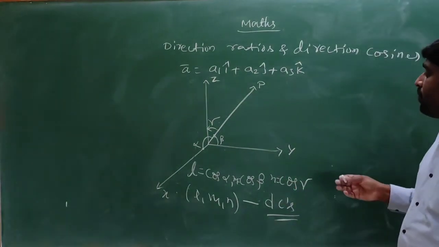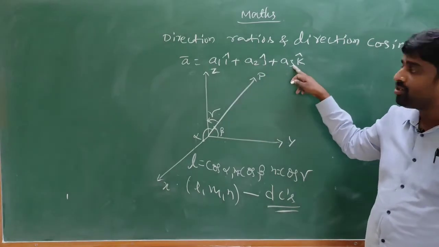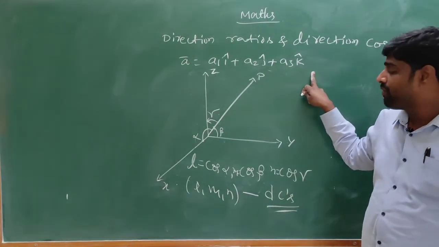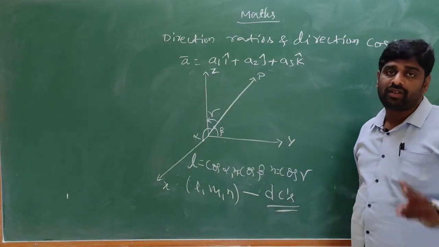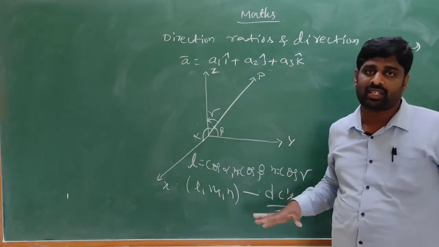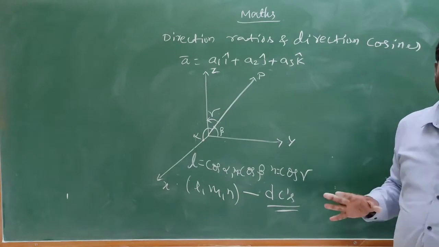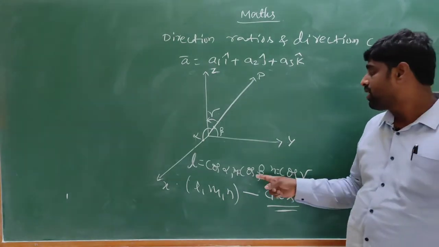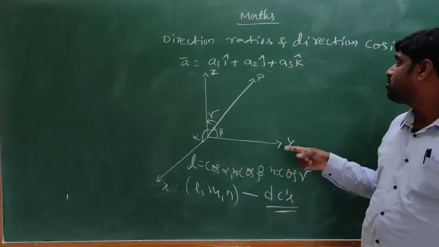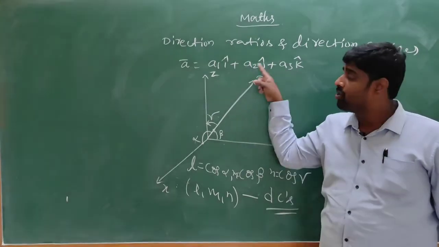When direction ratios are given, we should find the direction cosines. They will raise two kinds of questions. When a vector is given, find the direction cosines. When angles are given, find the direction cosines. When angles are given, the direction cosines are cos alpha, cos beta, cos gamma. When a vector is given, suppose a bar is equal to a1i plus a2j plus a3k.